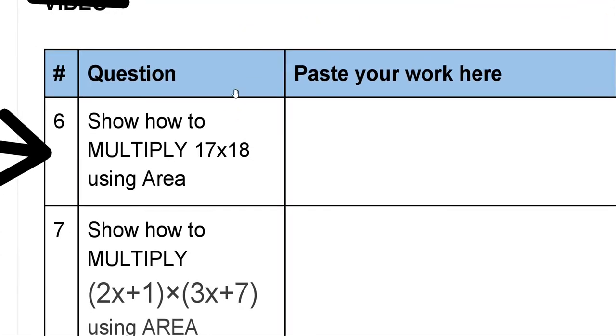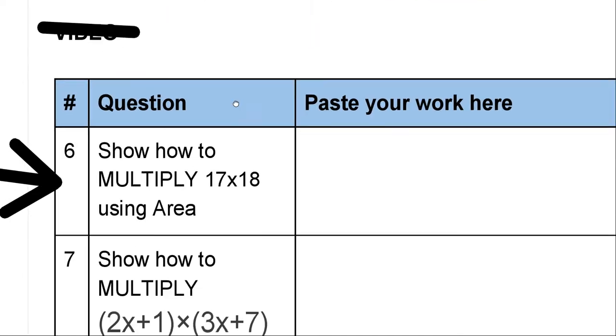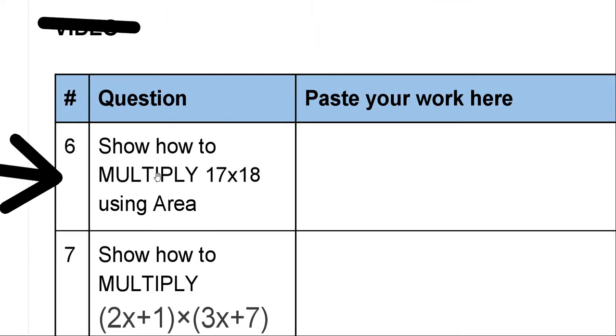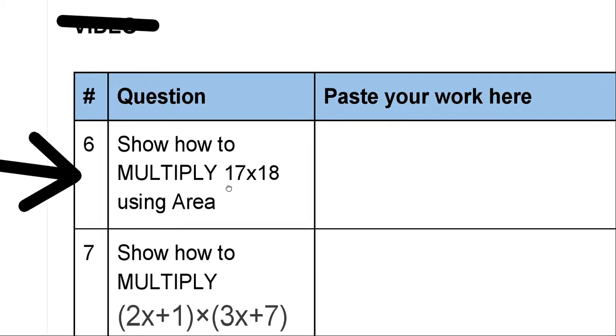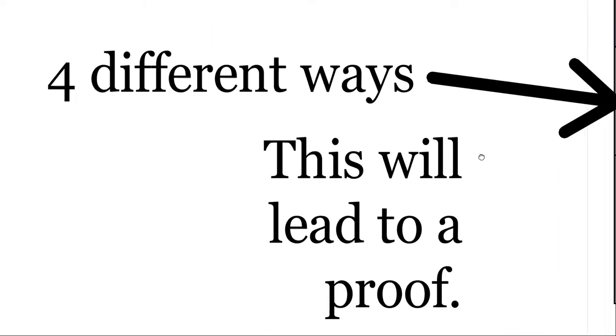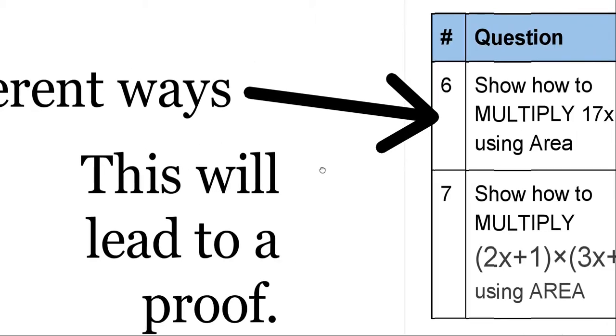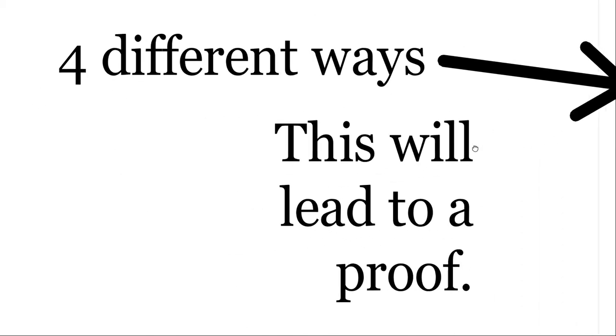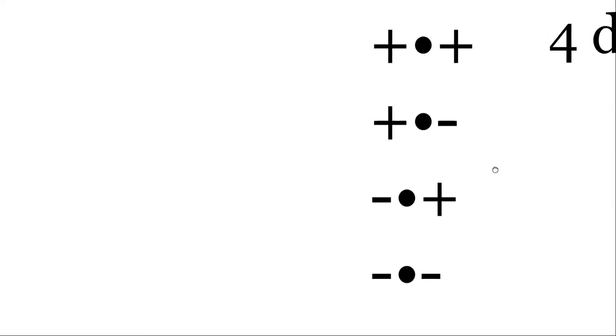Because we're left with a dead end here, maybe we need to try some other ideas. We're going to show how to multiply 17 times 18 using area. Okay, and watch this. We're going to do it 4 different ways. And this is going to lead to a proof. Again, 17 by 18, and we're going to get to a proof idea. We're going to have a positive times positive, a positive times negative, a negative times positive, and then we can make some conclusions about consistencies.